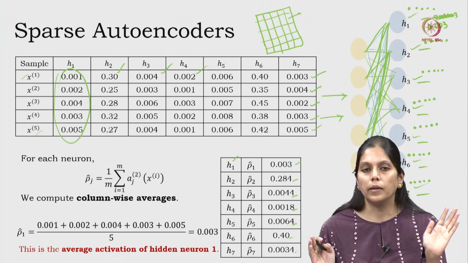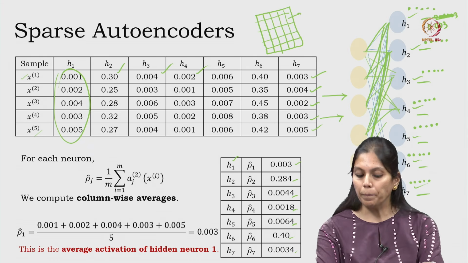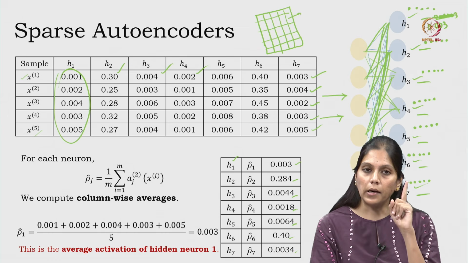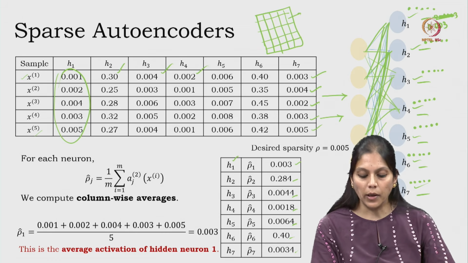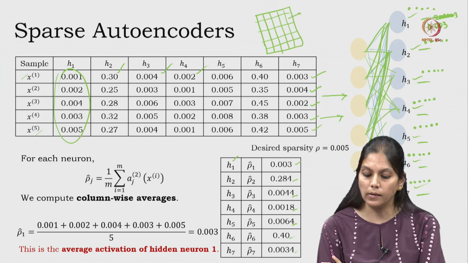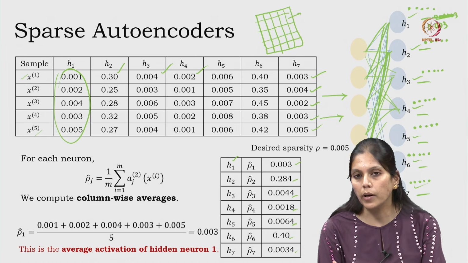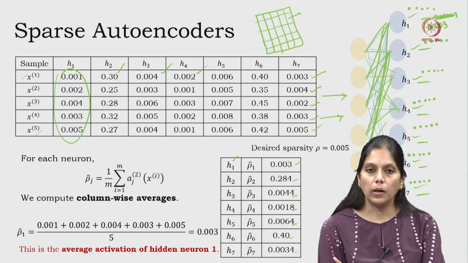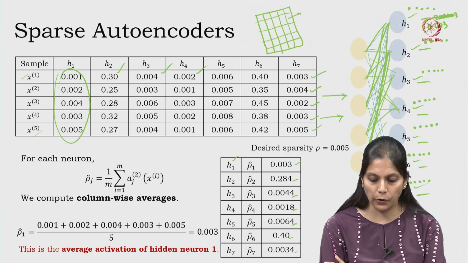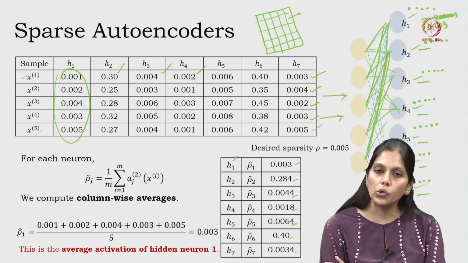We have calculated the average, and the average is shown in this table. Now, what we have obtained is rho hat. There is a desired one. Let us assume that the desired sparsity is 0.005. Why 0.005? This is just one example. So here the desired average activation is 0.005. Now we have to calculate the KL divergence, how far they are, how close they are.